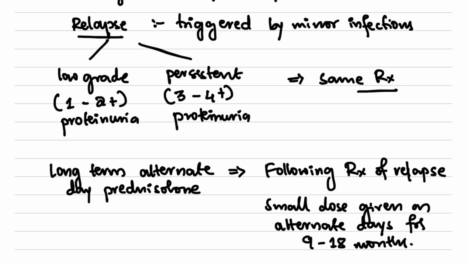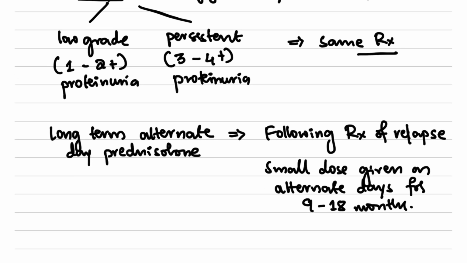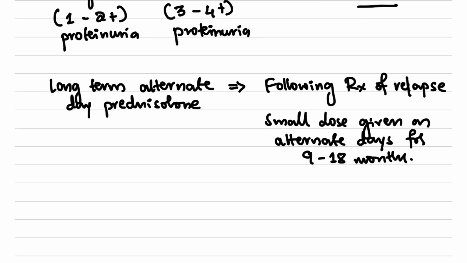Usually relapses are triggered by minor infections. We can grade them into low grade or persistent. Low grade is when the patient has 1 to 2 plus proteinuria, and persistent when the patient has 3 to 4 plus proteinuria. The initial treatment is the same, that is prednisolone 60 mg per meter square every day for 6 weeks, following which we'll put the patient on long-term alternate day prednisolone therapy. Usually it is given in small doses on alternate days for up to 9 to 18 months. We can also use steroid sparing agents as well.